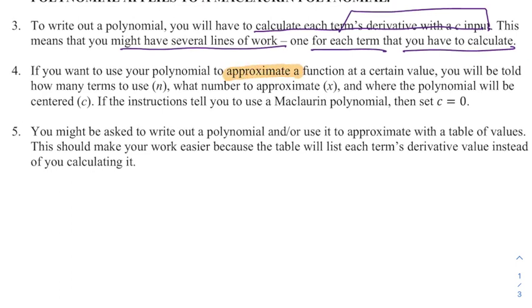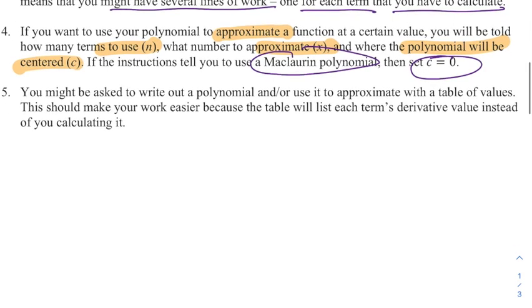Now, we might want to use our polynomial to approximate a function at a certain value, and so then you'll be told how many terms to use, what number to plug in for x, what number you're going to approximate, and where the polynomial is centered at c. And again, if the instructions tell you to use a Maclaurin polynomial, you know c is supposed to be 0.